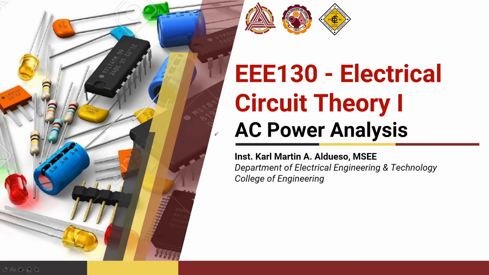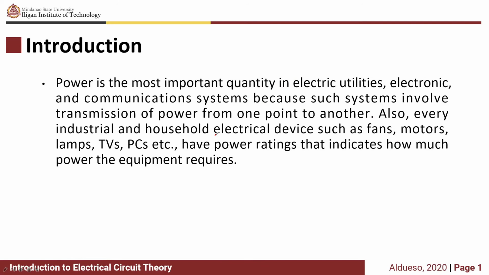Let's proceed to AC power analysis. Power is the most important quantity in electric utilities, electronic and communication systems, because such systems involve transmission of power from one point to another. Also, every industrial and household electrical device such as fans, motors, lamps, TVs, PCs, etc. have power ratings that indicate how much power the equipment requires.